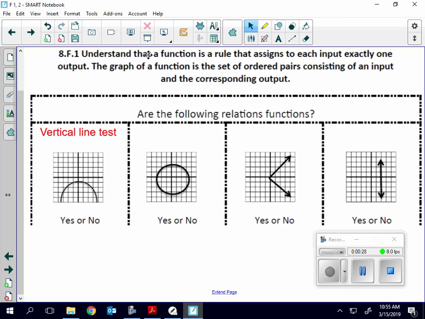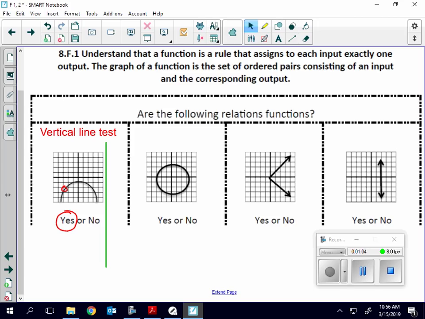So number 1, we're using a vertical line. So here's my vertical line. As I slide this across my graph here, does it ever hit a point more than once? Like, as you can see, as I stop, right now it's only hitting this point. Every time I stop or slide it just a little bit more, I only see it hit one spot. It will never hit more than one spot. So that passes the vertical line test, so it is a function.